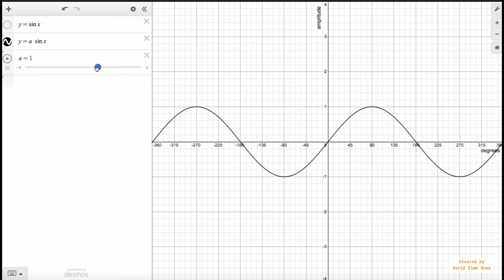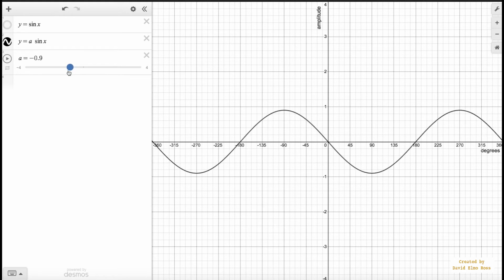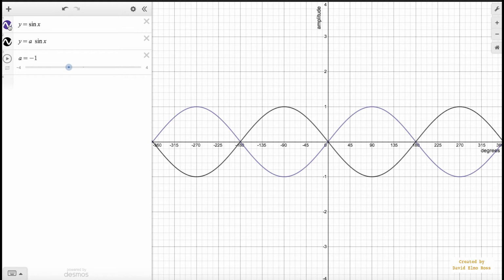If we change this to -1, it goes back through 0 and then goes up the other way. Let's go to 1, and again it's going to be the complete inverse of this wave here. So that's what the amplitude does, whether you're talking about degrees, radians, whatever.